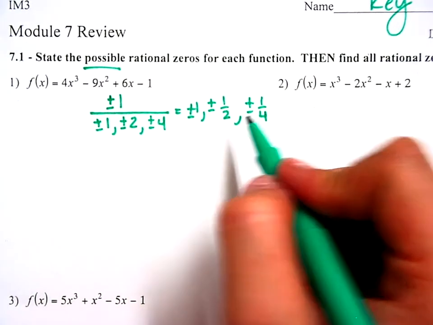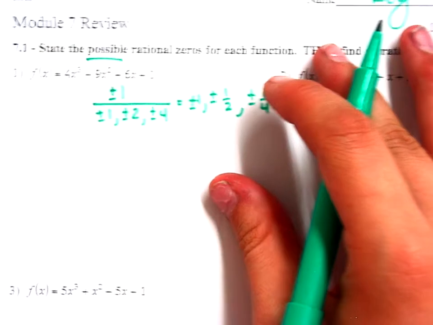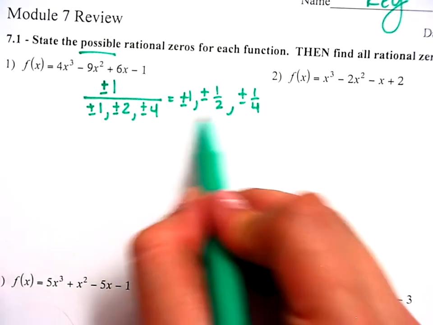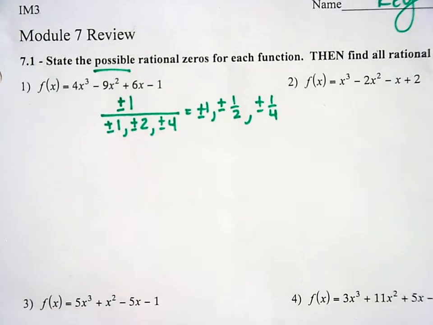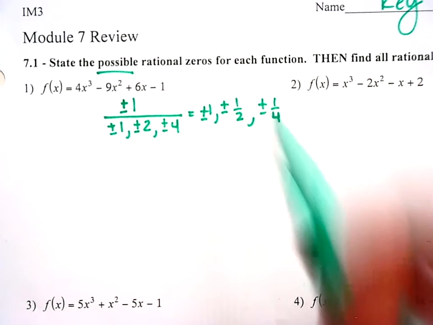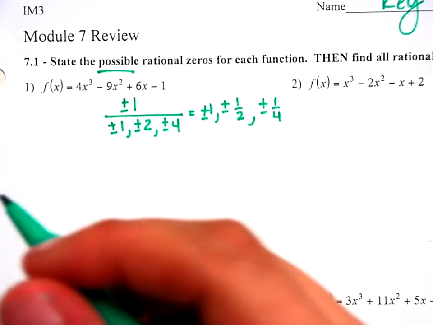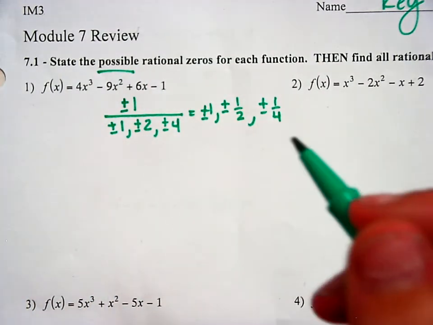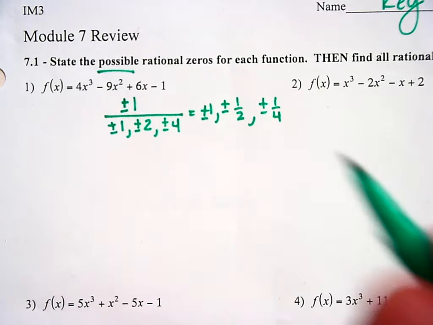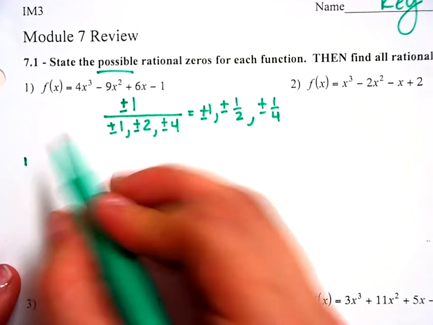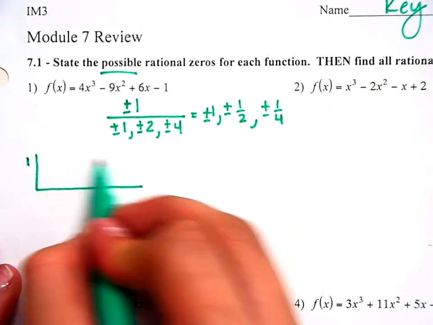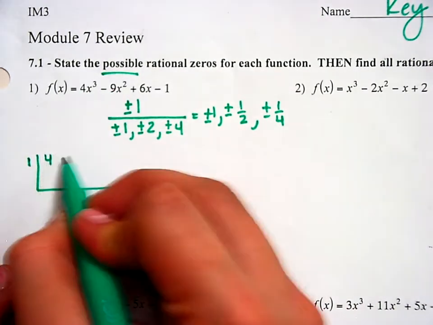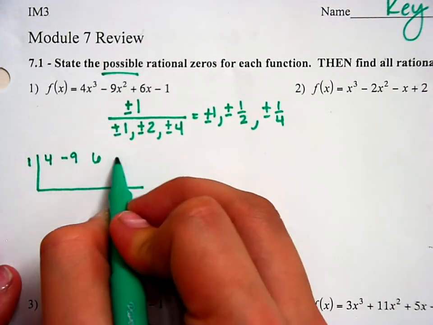Now I want to find out which ones are actually roots or zeros. So we're going to try these out with synthetic division to see which ones give me a remainder of 0. Now I'm going to start with positive 1. You can start with any of these, but usually for our cases, negative 1 or positive 1 is going to be a root. So let's start with positive 1 first. Let's see what happens. So I'm going to write 1, and then I'm going to use my synthetic division. I'm going to write all my coefficients of this polynomial. So 4, -9, 6, and -1.